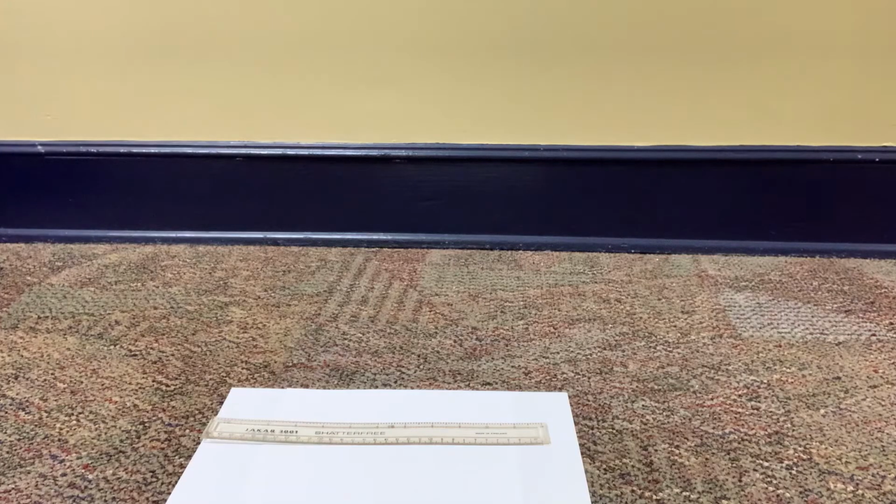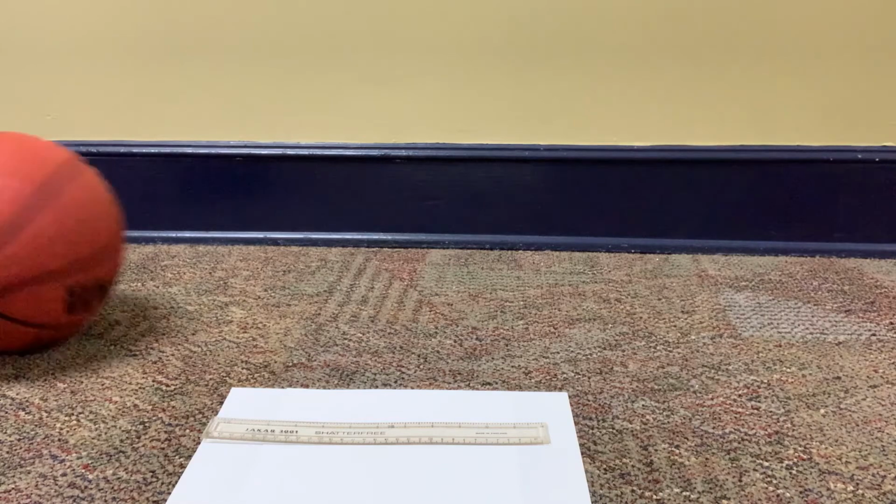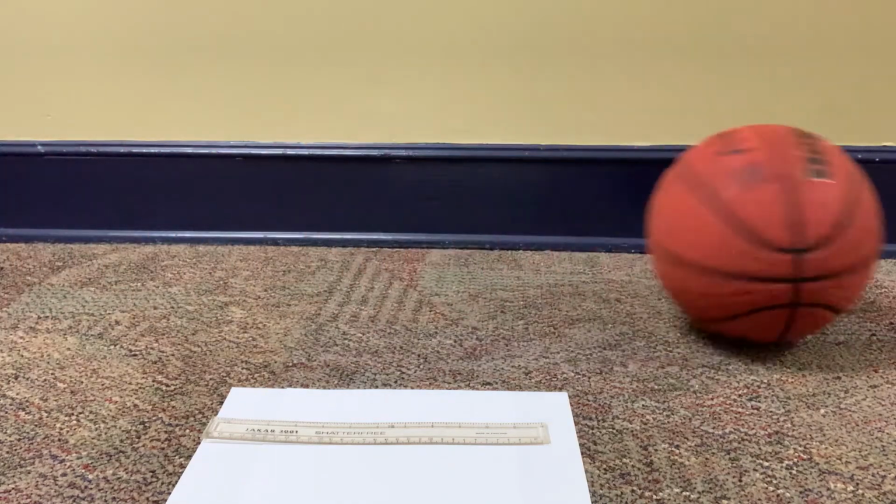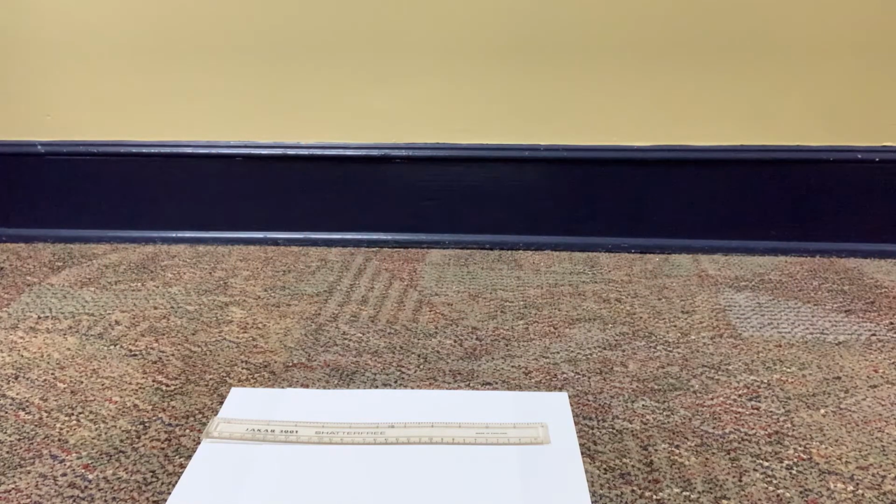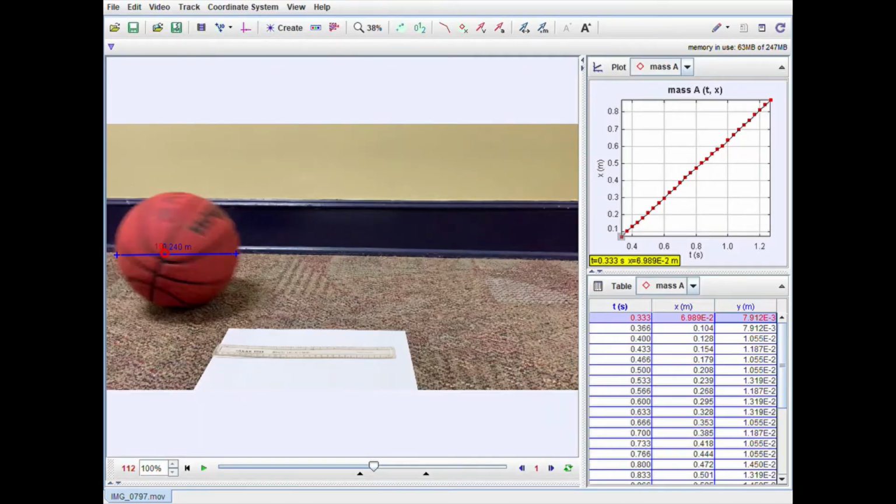For this lab, I rolled a standard 29.5-inch circumference basketball that has a diameter of 0.24 meters and a mass of 0.62 kilograms across the hall in an almost straight line, as can be seen in this video. After filming, I imported the video into Tracker and started by implementing the diameter of the ball, as can be seen by this blue line.